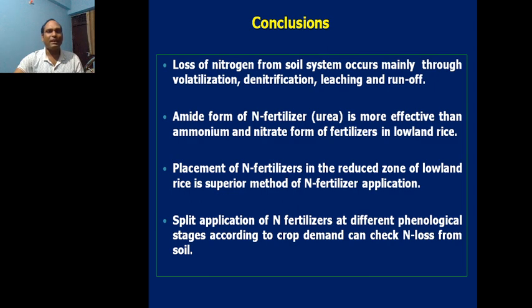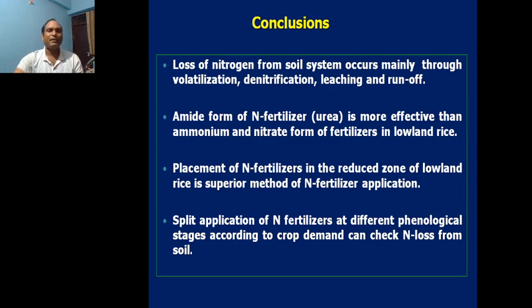Now, I have described this nitrogen use efficiency mechanism in brief. There are so many techniques, but in my short video, I am trying to conclude this nitrogen use efficiency in the flooded rice ecosystem or lowland rice ecosystems in bullet form. Loss of nitrogen from soil ecosystem occurs mainly through volatilization, denitrification, leaching, and runoff. Amide form of nitrogen fertilizer is more effective than ammonium and nitrate form of fertilizer in lowland rice. Placement of nitrogen fertilizer in the reduced zone of the lowland rice is a superior method of nitrogen fertilizer application.